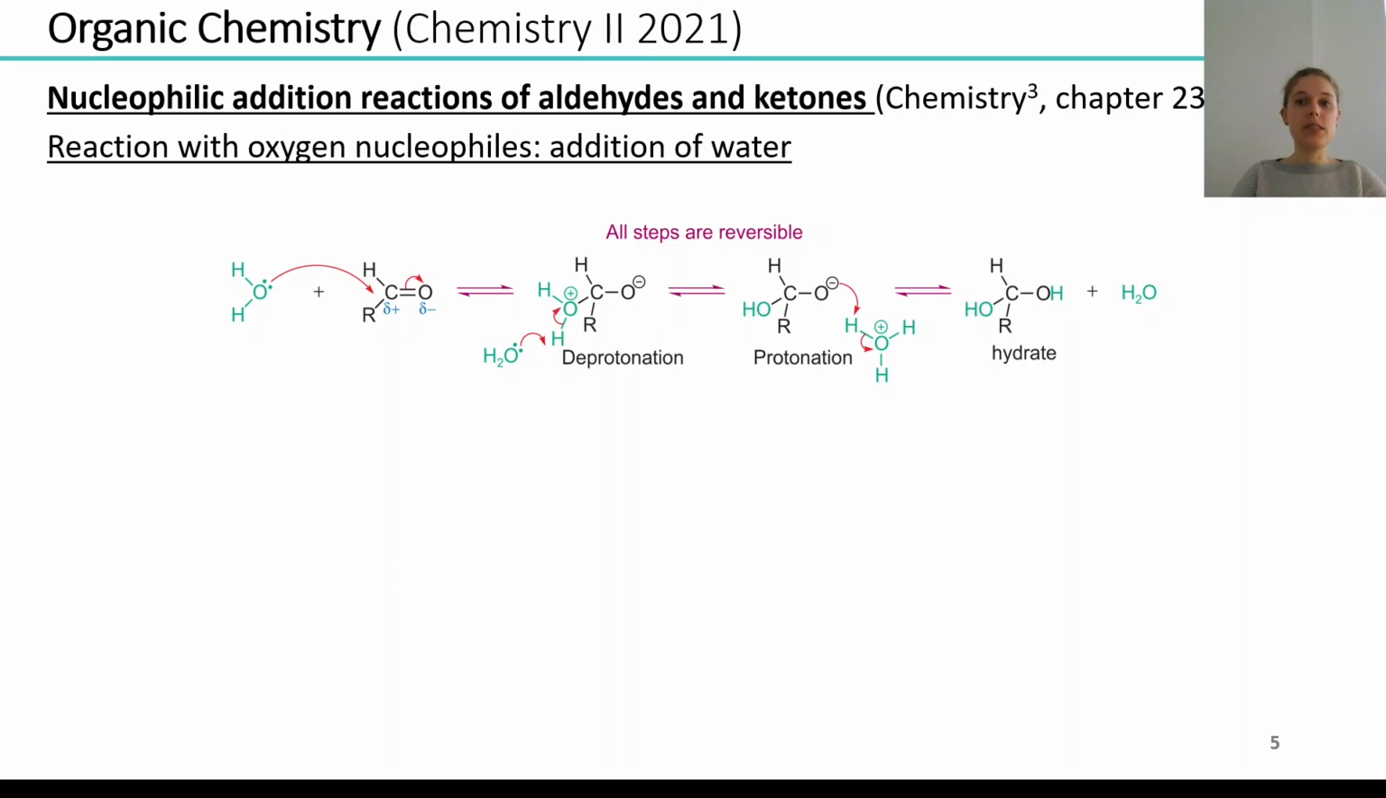Today we will continue with the nucleophilic addition reactions of aldehydes and ketones. And first, we discuss the reactions with oxygen nucleophiles. The addition of water to aldehydes and ketones yields hydrates.